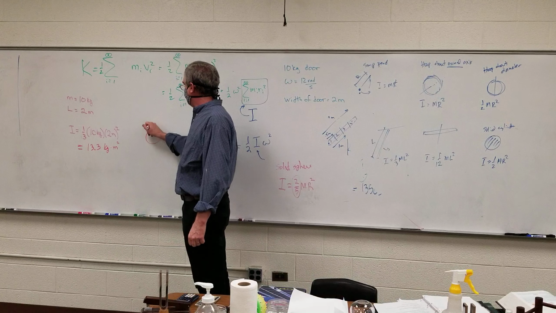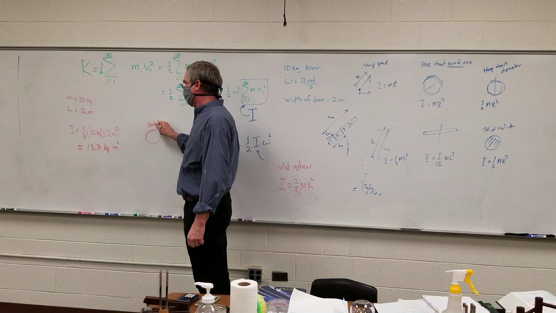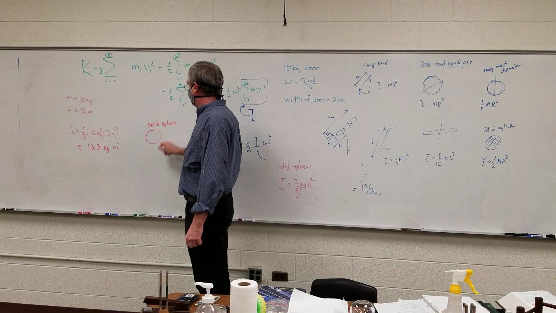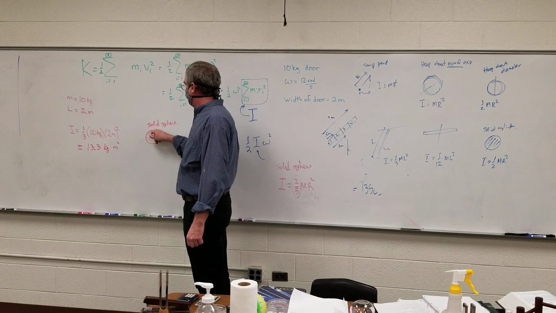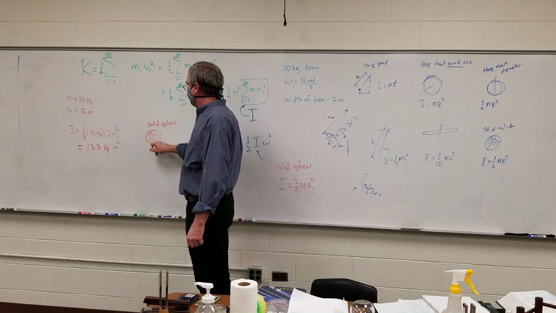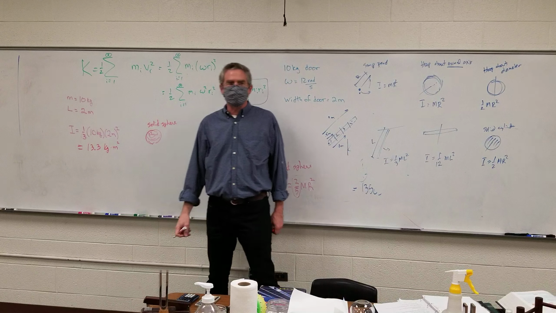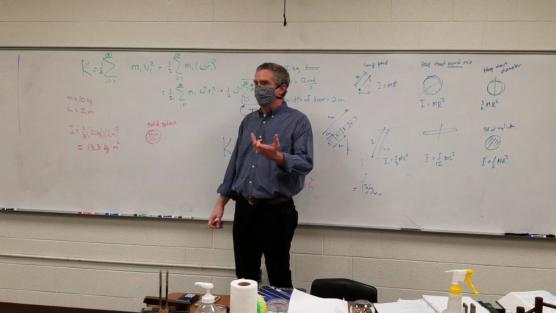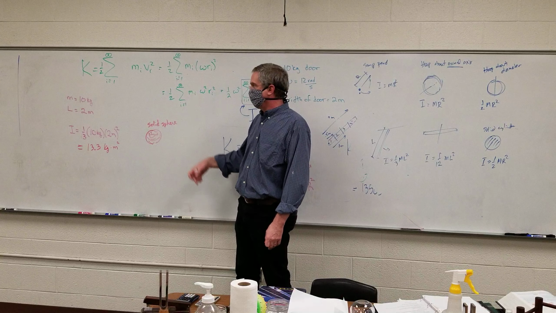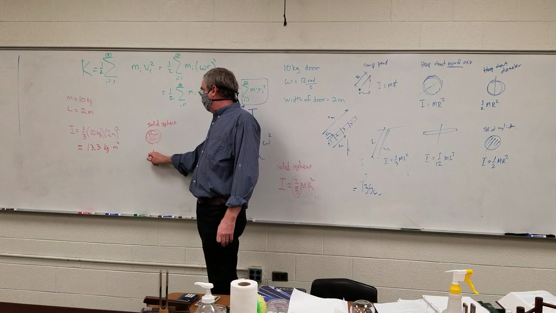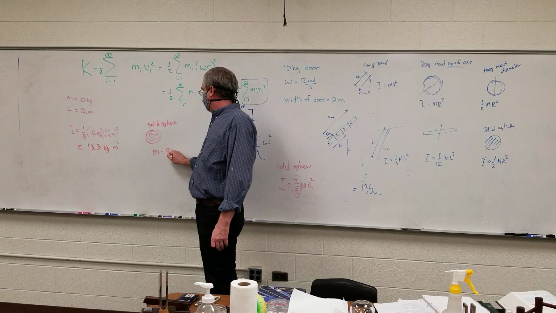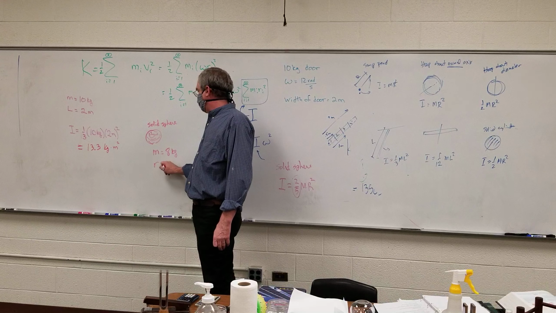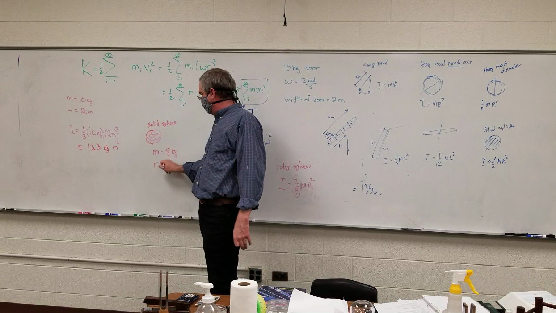Let's take a solid ball, a solid sphere. There's really no way to know from the drawing whether a ball is solid or hollow unless I tell you. So it's a solid sphere. Mass is equal to 8 kilograms, and the radius is, let's make it big, 1.5 meters.